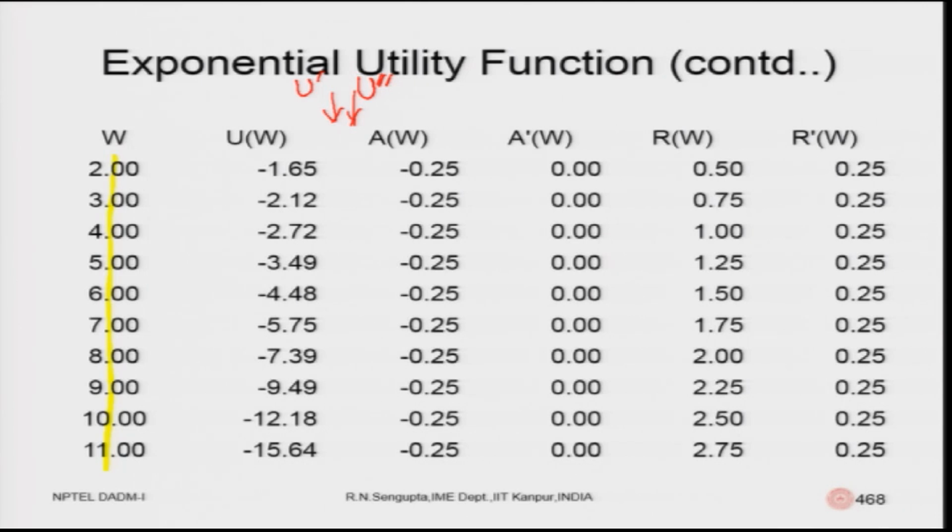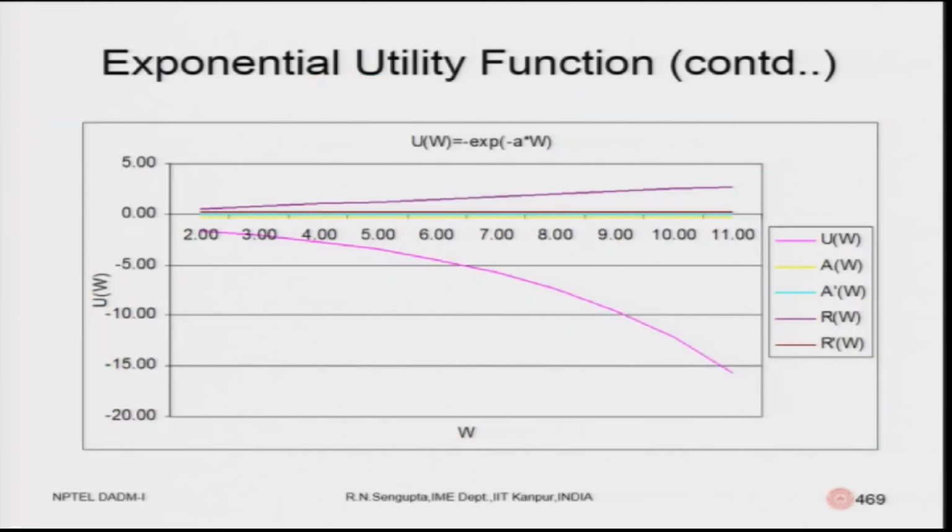Given these values of u prime and u double prime, you can find out the values of a and r. So, given a and r, you can further calculate the values of a prime and r prime. As rightly found in the mathematical calculation, a prime is coming to 0 and r prime is coming to a constant, which is the a value, 0.25.